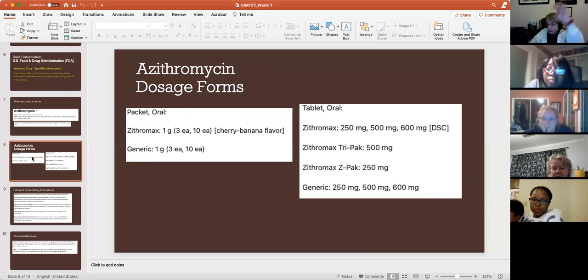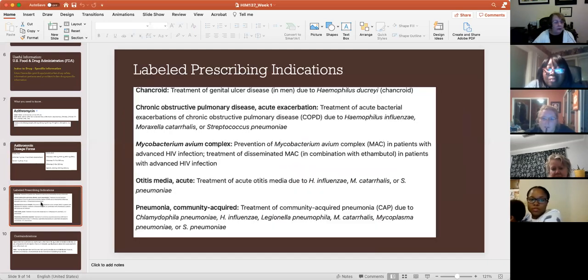This information is going to be long. Okay, and if you get a prescription or know somebody, this is also the same information that's on the insert that comes with most medication that nobody ever reads. Now you can read it and know what it's talking about. Okay, labeled prescribing indications. This is what I was talking about before.